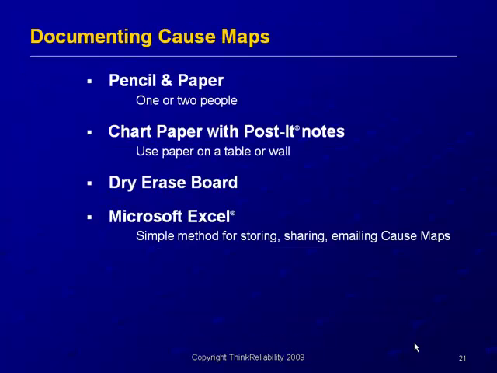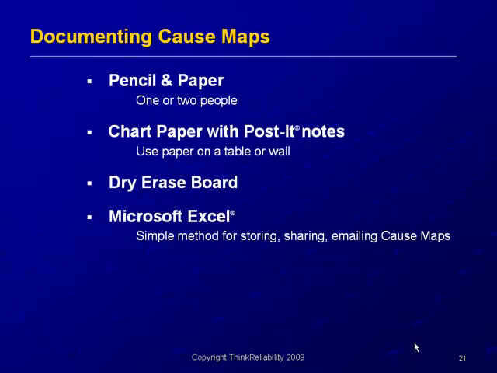Some different ways to document a cause map. Pencil and paper works very well for 1 or 2 people writing out boxes and connector arrows. Very simple to lay out 3 or 4 or 5 why questions. You can use chart paper with post-it notes on the wall. You can use a dry erase board to write it out, or you can use larger post-it notes on a dry erase board if you have a bigger group.